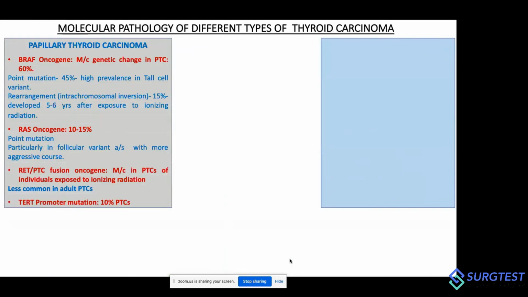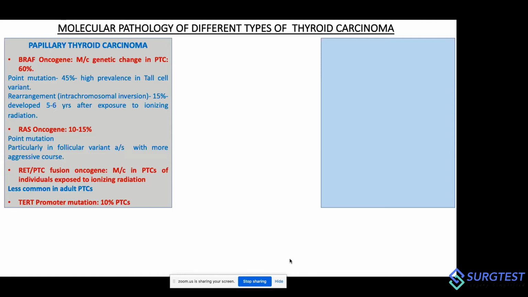Now, what is the molecular pathology of the different types of thyroid cancer? This is another area that has recently been asked a lot in examinations. First is papillary thyroid cancer. We should know which is the most common in adults, which is the most common in children, which is most common when the cancer is because of ionizing radiation exposure, and whether it is a point mutation, a rearrangement, or a fusion. You should know these basic 3 or 4 points.